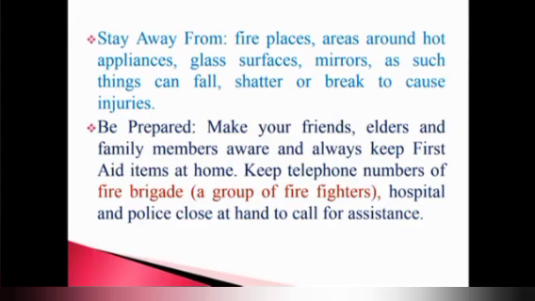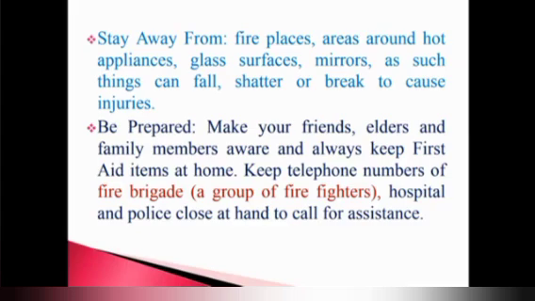Then be prepared. Make your friends, elders and family members aware and always keep first aid items at home. Keep telephone numbers of fire brigade. Here, fire brigade means a group of firefighters, hospital and police close at hand to call for assistance.